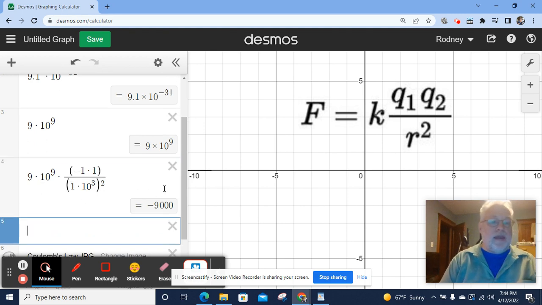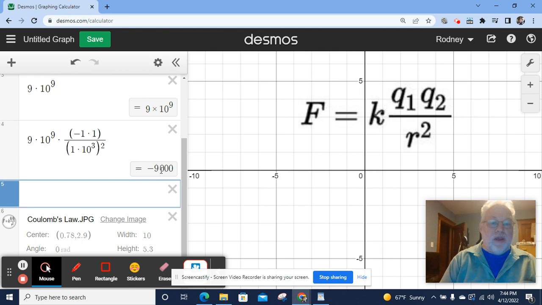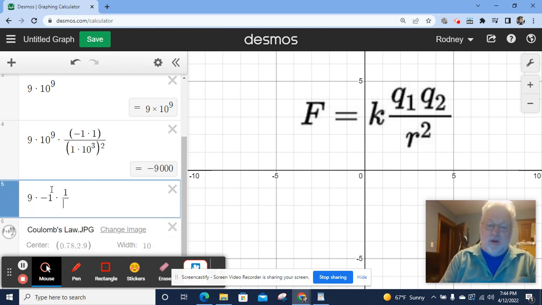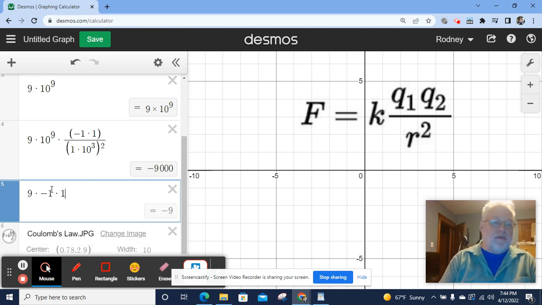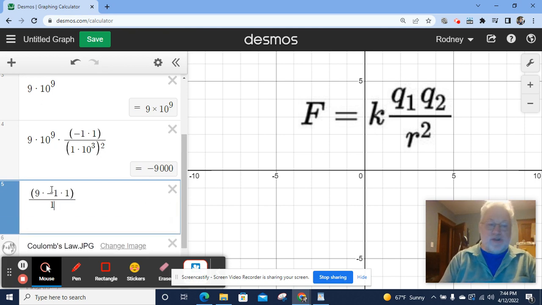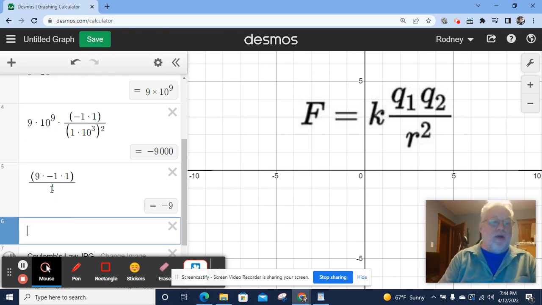And we get a negative number. Here you can see Desmos has already calculated it for us. This is really not that hard to organize, though, on our own. What we do is we separate the coefficients, the 9, the -1, and the 1, and the 1. So that becomes 9 times -1 times 1, all divided by 1. And that's our coefficients, which is really easy. That's just -9.